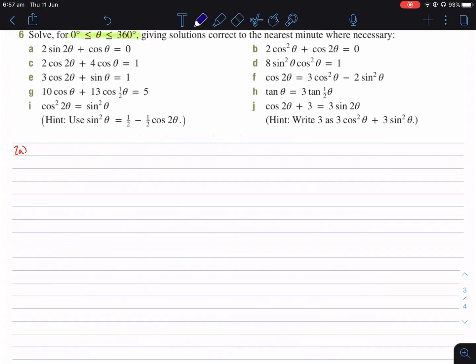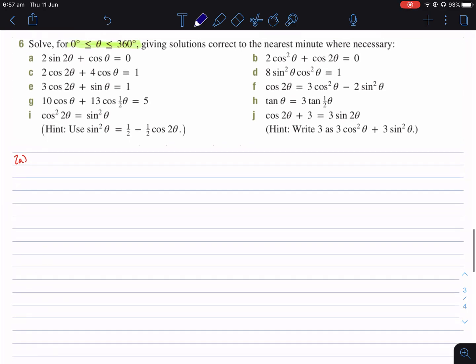All right, we've got 6, and there's a lot of questions in 6, so let's get to it. For 6a, we're answering in degrees, by the way, not in radians, because here they've told us degrees. So for 6a, we've got 2 sine 2 theta plus cos theta equals 0.